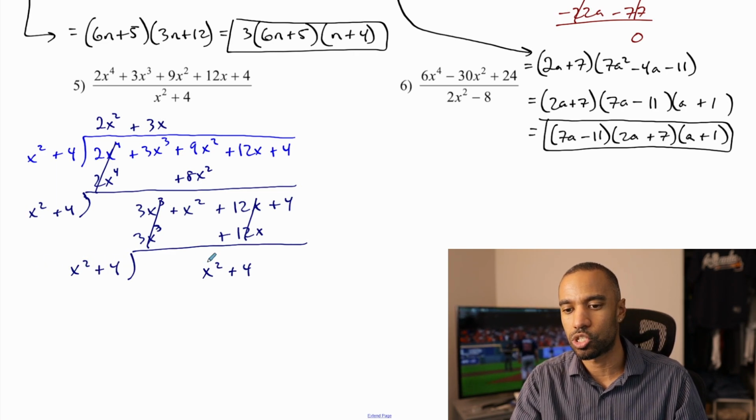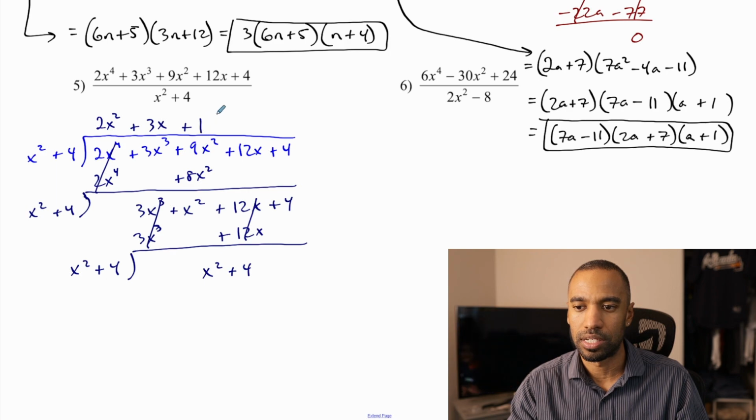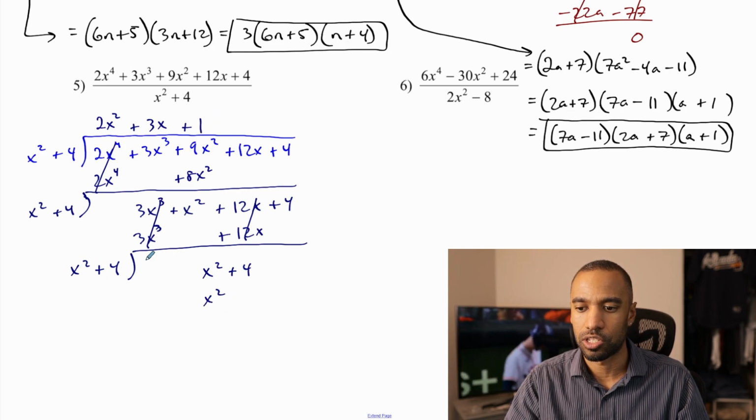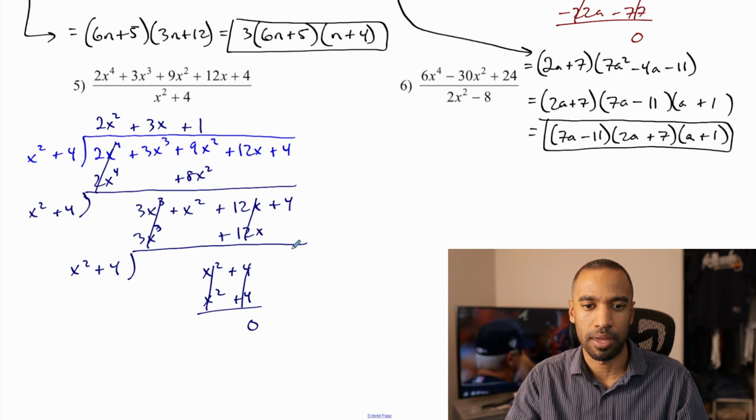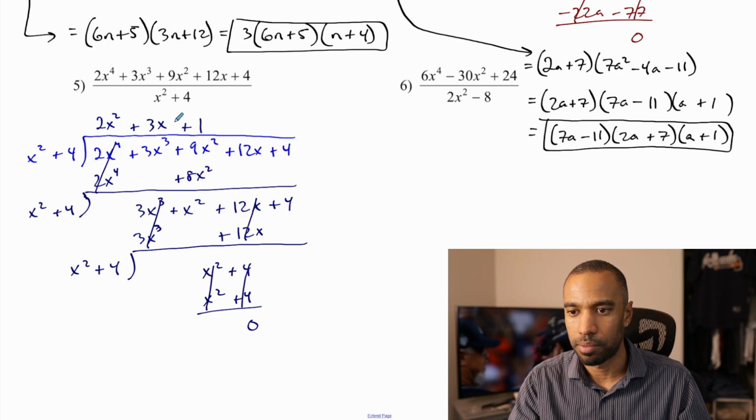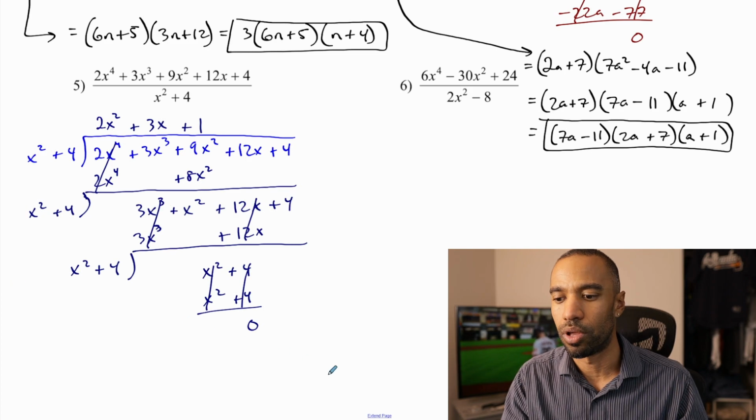How many times does x squared go into x squared? 1 time, as you can imagine. We got x squared there. 4 times 1 is 4. And x squared plus 4 is all gone. Remainder of 0. So we get 2x squared plus 3x plus 1.